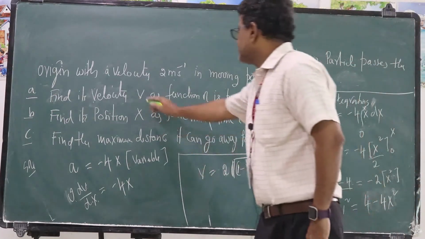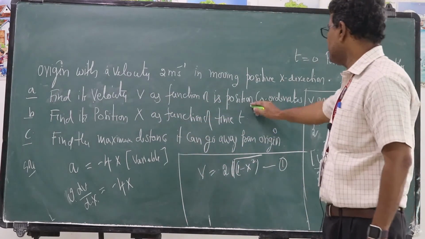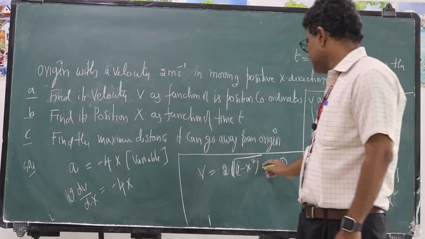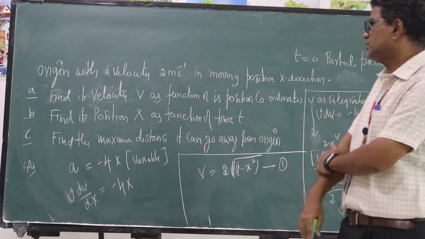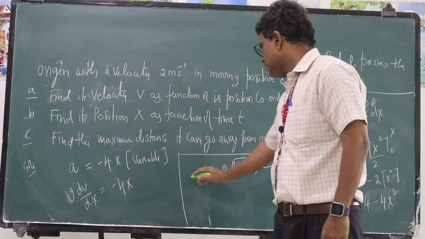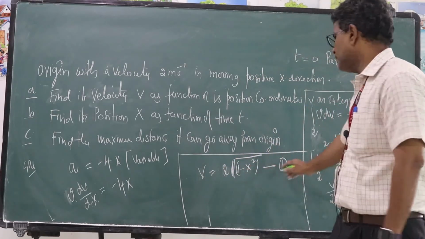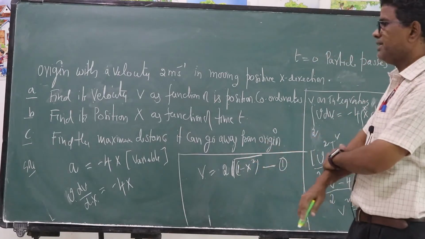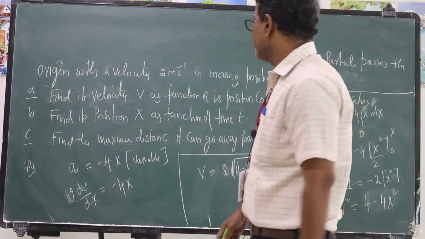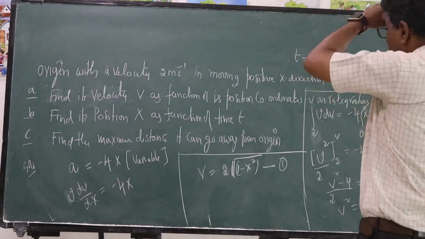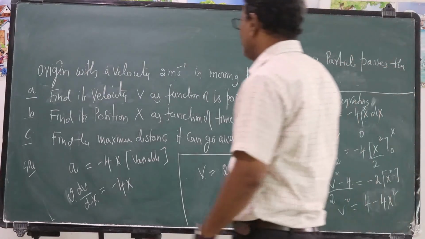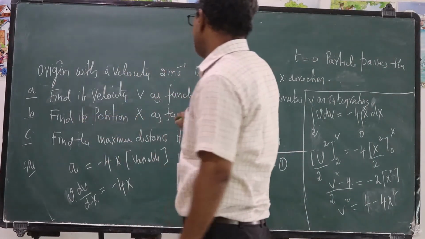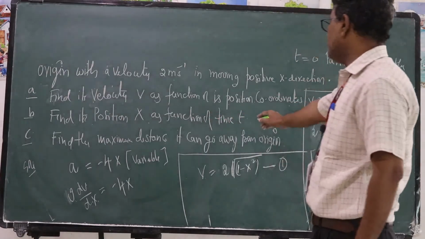Find its velocity as a function of its position. So this is the answer. For the first question, the answer is v is equal to 2 into square root of 1 minus x square. Next, find its position x as a function of time t.